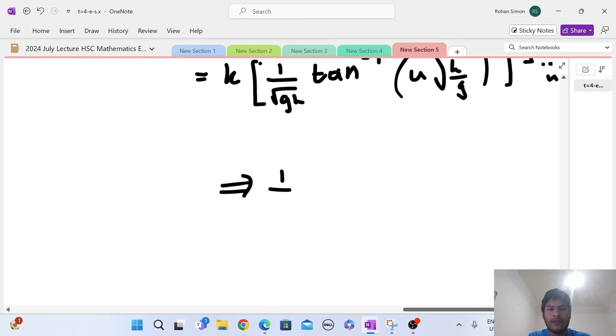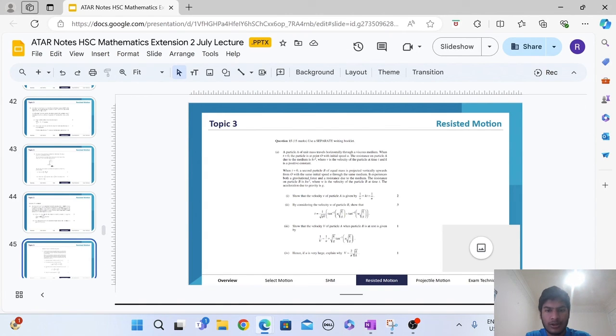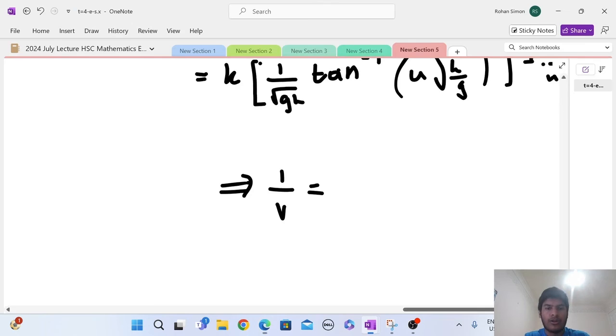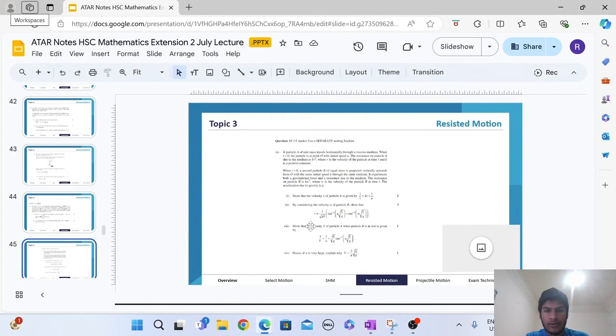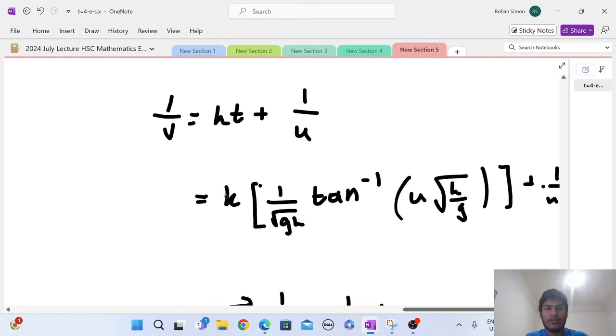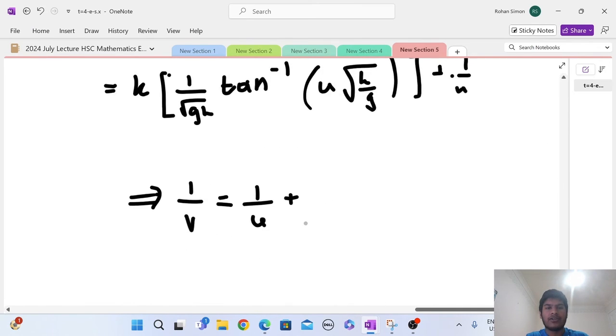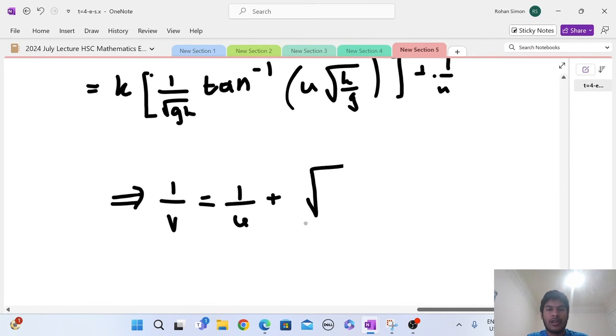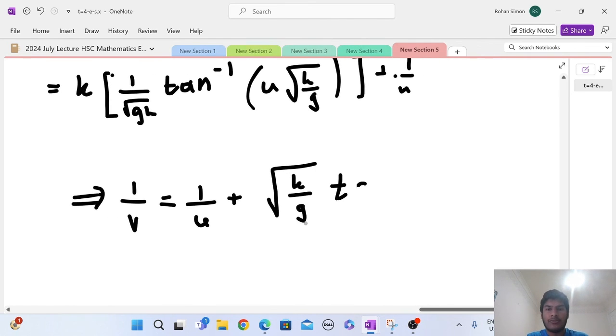So we get 1 on v equals 1 on u, so if we pull the constant out first, and then we've got root k on g, so that means we've got k over the square root of gk, so that means we've got root k on g, because we've got a half power on the bottom, so that means half power on top, tan inverse u root kg.